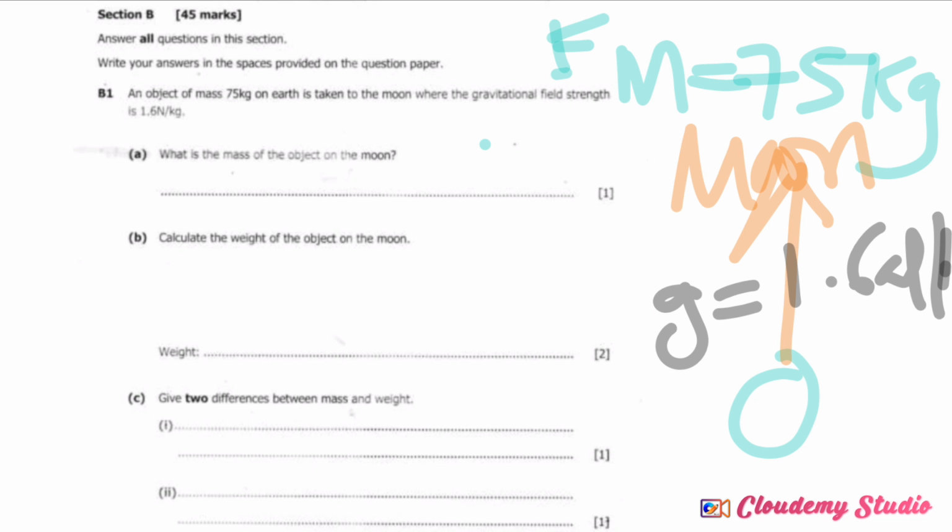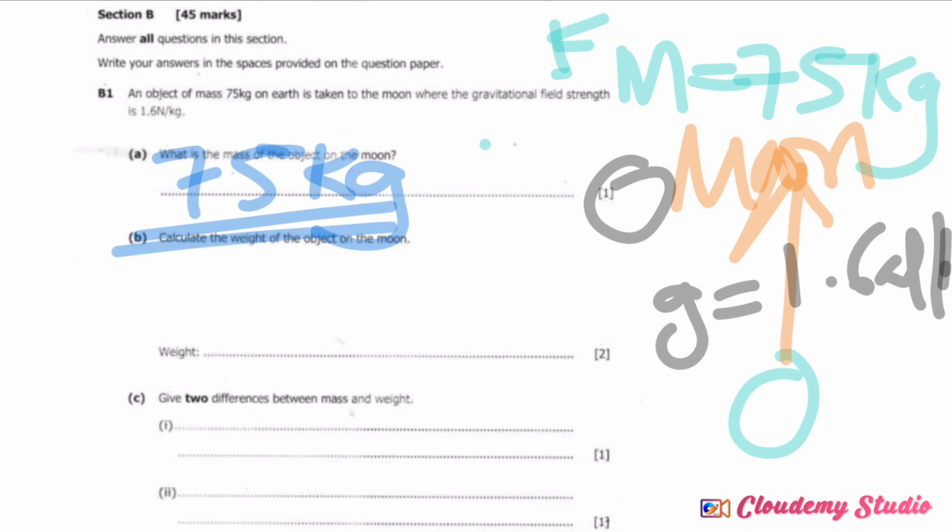Now the question is, what is the mass of the object? No wonder it is 75 kg. Here, no calculations. The mass of an object is always constant at whichever location. So the same mass on Earth, which is 75 kg, will still be the same mass, 75 kg, on the moon. That's all. No calculations there.